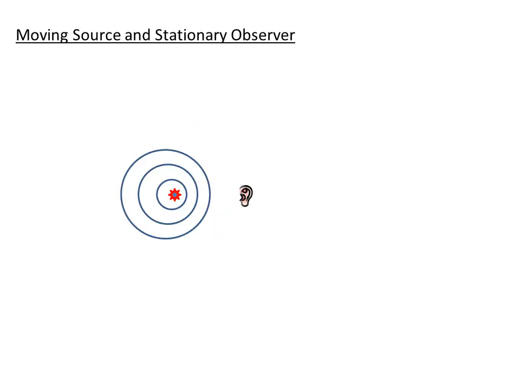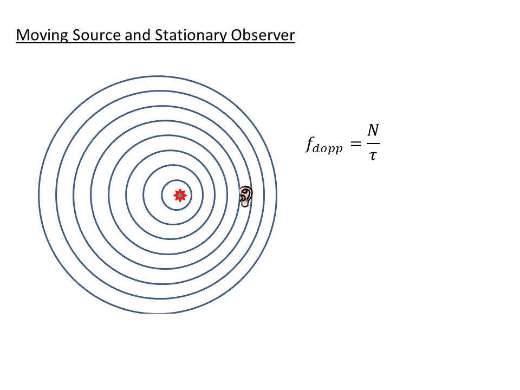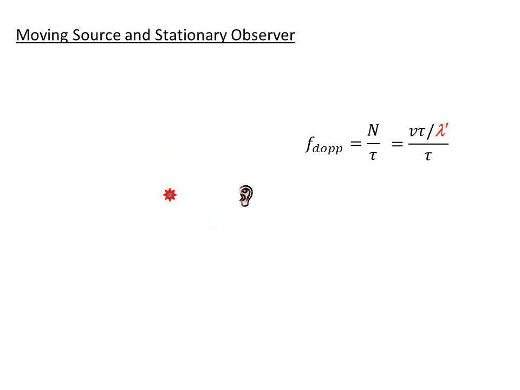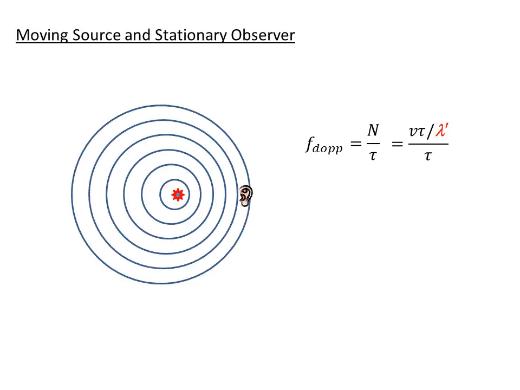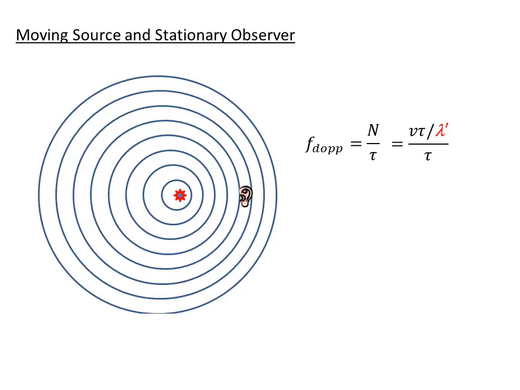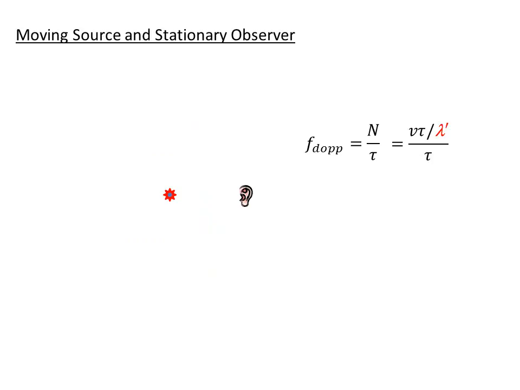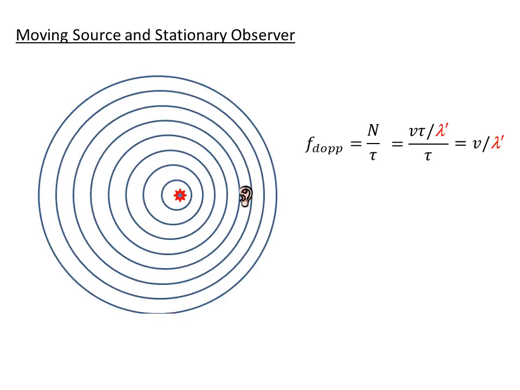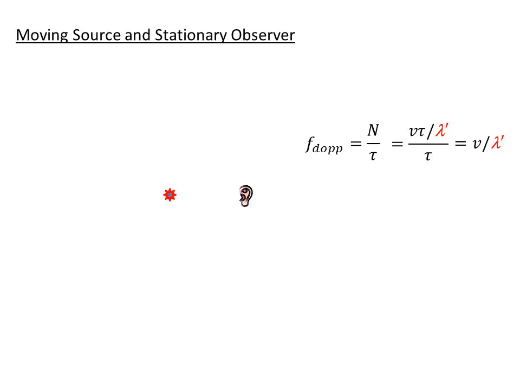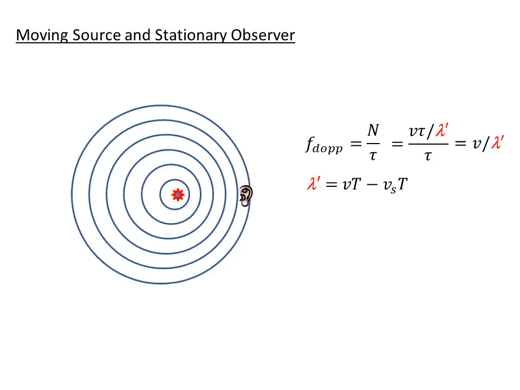Let's see how this works out. So the Doppler frequency is still the number of crests that pass in a certain time, but now the number of crests is given by the velocity times this time, but divided by a different wavelength because the wavelength is changed by the moving source. So the Doppler frequency is this v divided by this different wavelength, a different spacing between crests.